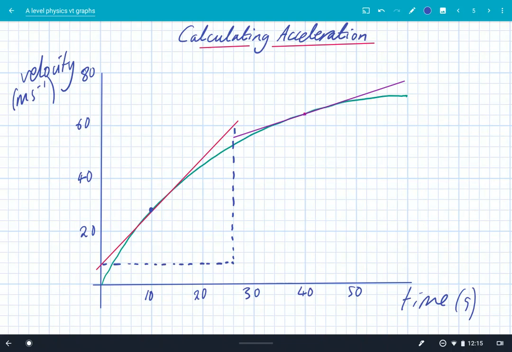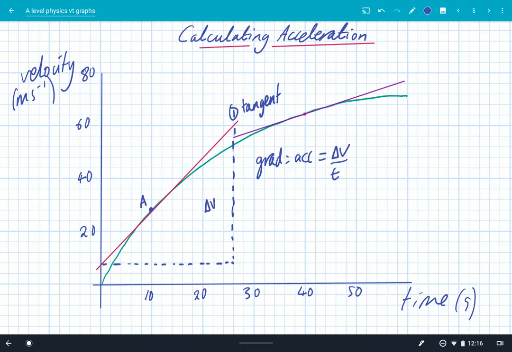So if I take this point here, point A, and I want to measure the acceleration at that instant in time. It's a curve, so the acceleration is changing, so we have to talk about instants in time. The first step is to draw your tangent, which is your red line. Secondly, you draw your dotted lines, and then you calculate the gradient. So the gradient is equal to the acceleration, which is your change in velocity divided by time.